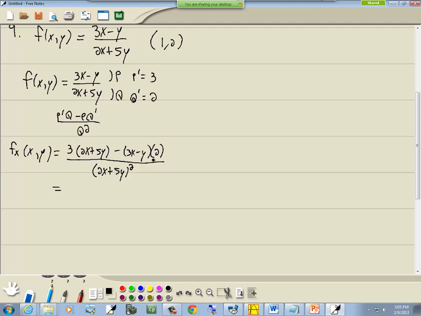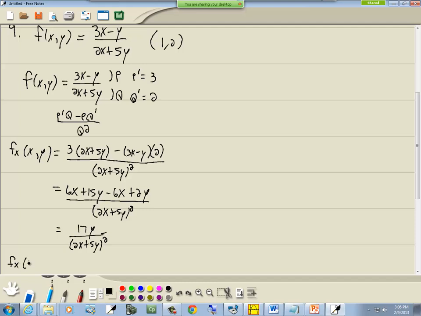Doesn't look like there's any GCF up on top, so we'll go ahead and multiply everything together and combine like terms. 3 times 2x gives us 6x. 3 times 5y gives us 15y. This negative goes to the 2, so we've got negative 2 times 3x gives us negative 6x. And negative 2 times a negative y gives us a positive 2y. And then the bottom part remains as is. 6x minus 6x drops away. 15y plus 2y is 17y over 2x plus 5y squared.